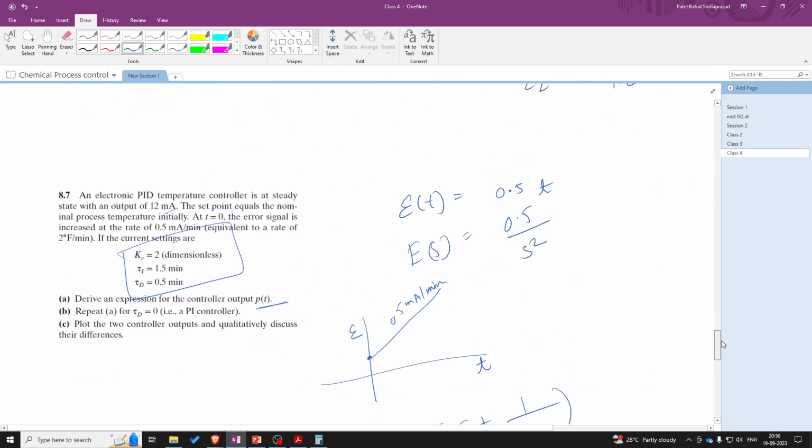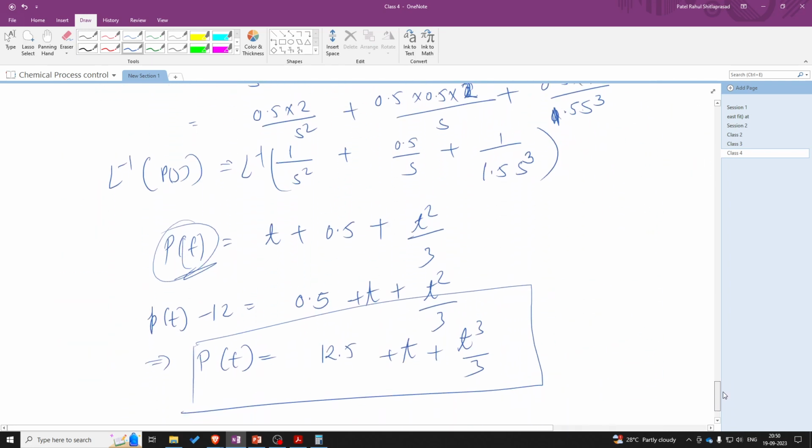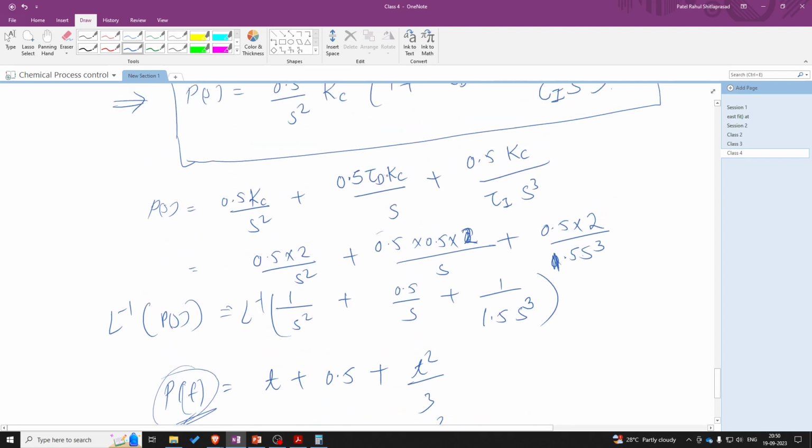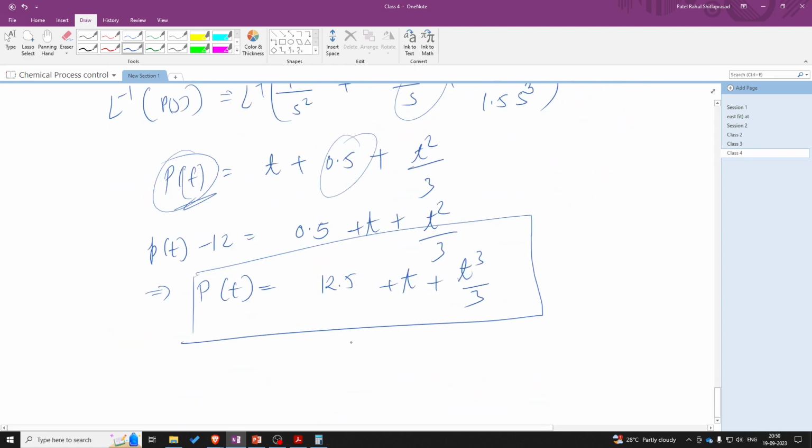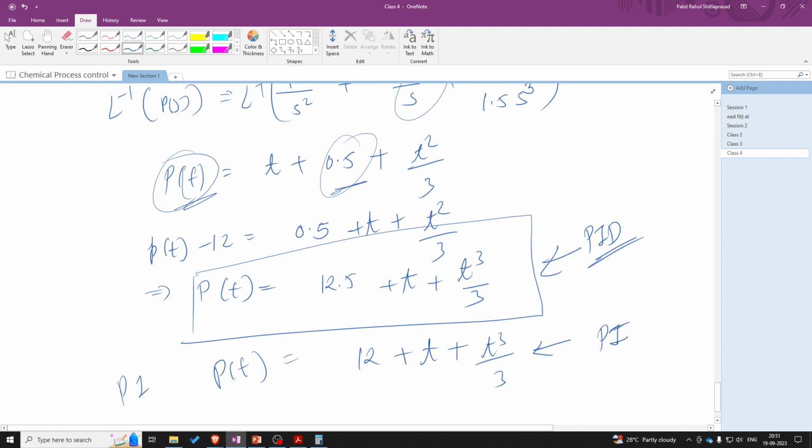Now what we have to find? We have to repeat the same if tau d equal to 0. So the term corresponding to tau d is this middle term. So if tau d equal to 0, this entire term will become 0. So this 0.5 won't be there. That is for PI controller. P of t will become, this will be missing, so it will become 12 plus t cube by 3. So this is for PI controller. I hope this much is clear. Okay, there are no doubts.